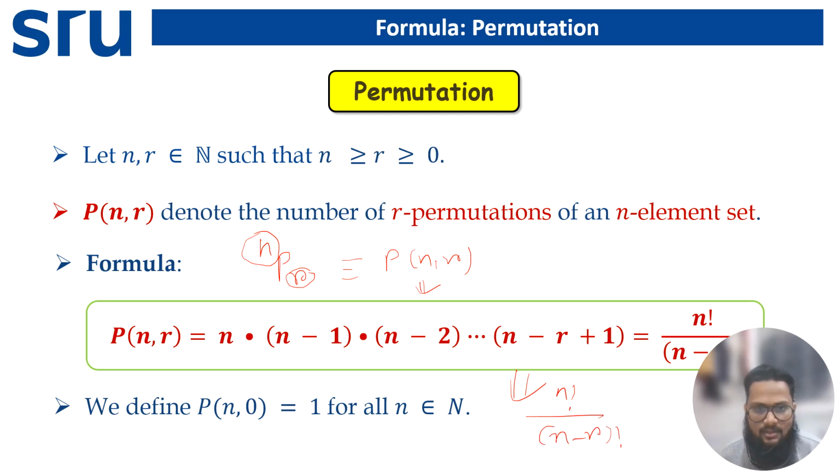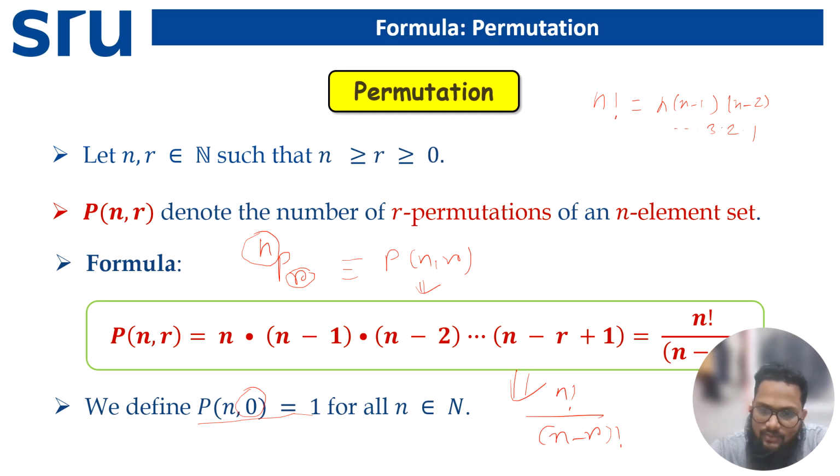You know what factorial is? Factorial n is n, then n minus 1, then n minus 2, continuing till 3, 2, 1. Also we discussed that if r is 0, then the value of the permutation will be 1. Simple, because if r is 0, factorial n will be cancelled out, so it will be 1, right? Now this is the formula for permutation.